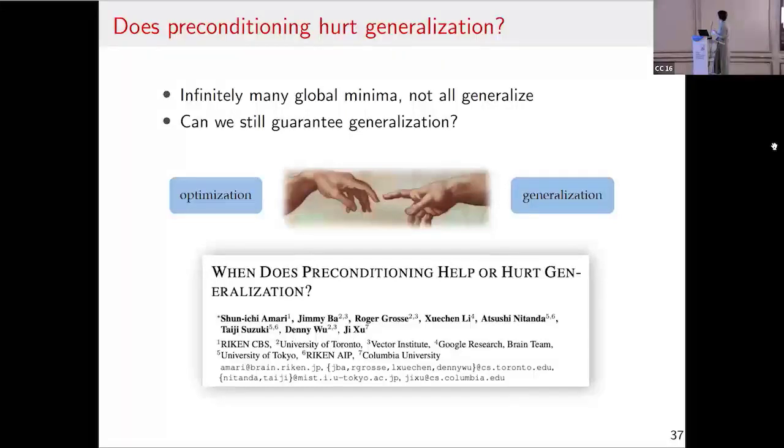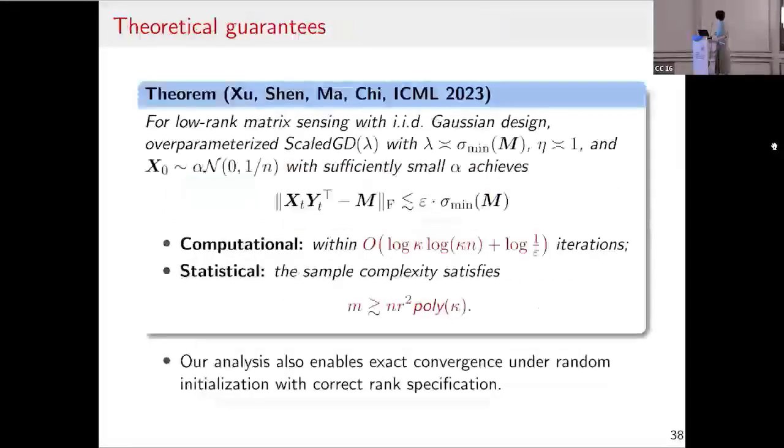And in fact, this kind of question has been attracting a lot of attention in the machine learning community, where they try to study how preconditioning helps or hurts generalization. So our study here can also be thought of as trying to answer this question, but for this kind of low-rank estimation problem. And surprisingly, the answer is it actually does not hurt generalization.